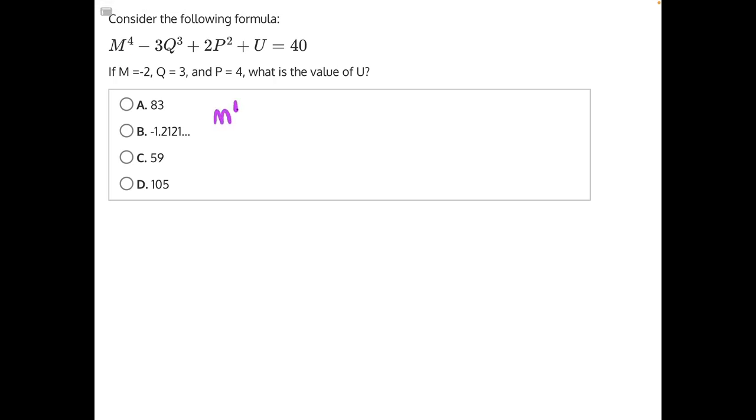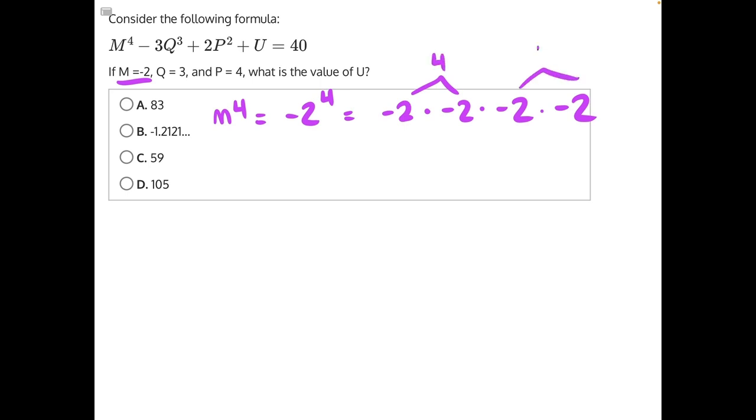Let's first find what m to the 4th power is equal to. M is equal to -2, so this would be -2 to the 4th power, and that is equal to -2 times -2 times itself 4 times. And now that we can expand it like this, it's easier to say -2 times -2 is 4. The same is true over here, and then 4 times 4 will give us 16. So all in all, m to the 4th power equals 16.